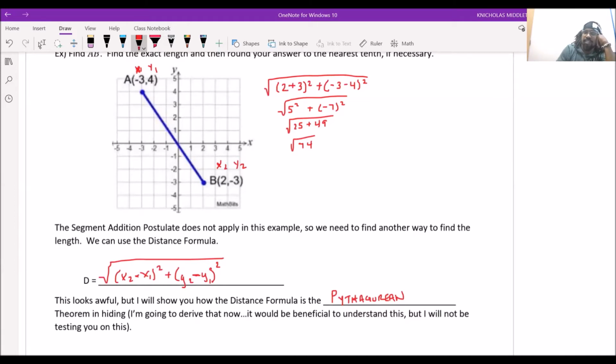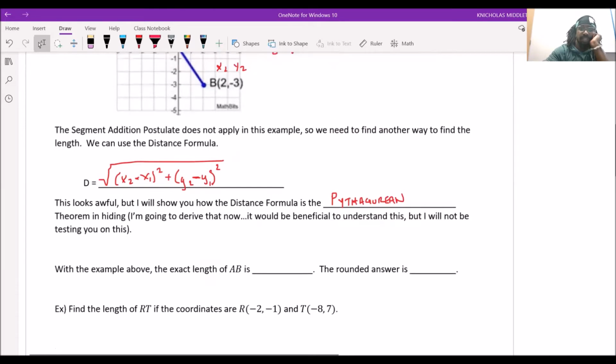So the distance, this is our distance formula, is radical 74. We can't really break that down anymore. So here, the exact length of AB is radical 74 units. Rounding it, I'll take the square root of that on my calculator: 8.6.